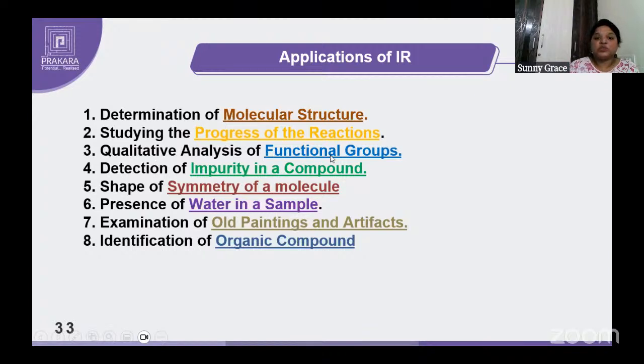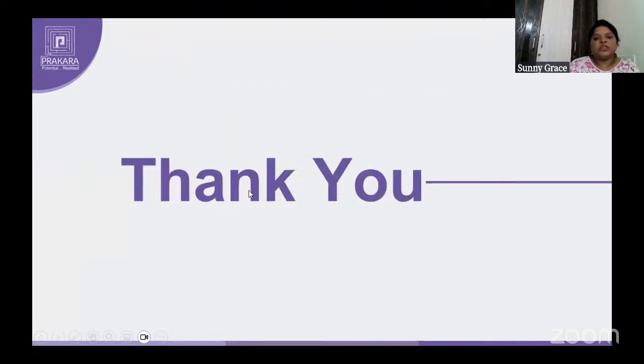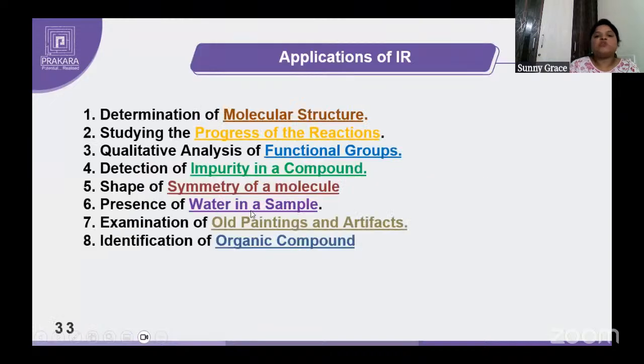In qualitative analysis of the functional groups, because of the fingerprint region, we will be able to analyze the functional groups. The next ones are studying the progress of reactions, detection of impurity in a compound, and the shape or symmetry of the molecule. And then the presence of water in a molecule. If water or moisture is present, you will observe a peak at around 3000 centimeter inverse, which shows it contains moisture. Then the examination of old paintings and artifacts, and also identification of organic compounds. So basically we can say that IR is used for the qualitative as well as quantitative determination of organic molecules.